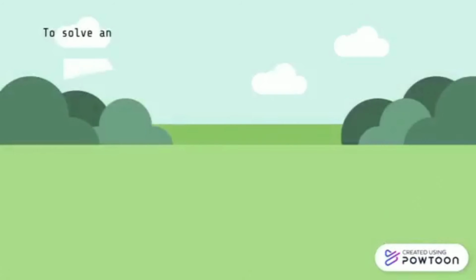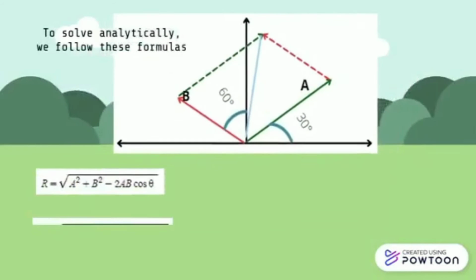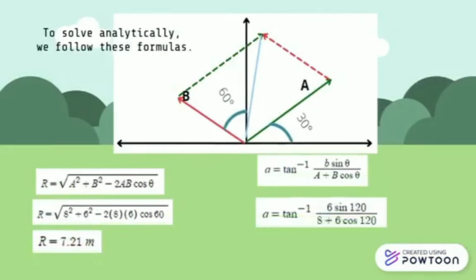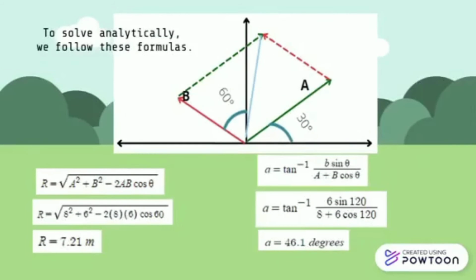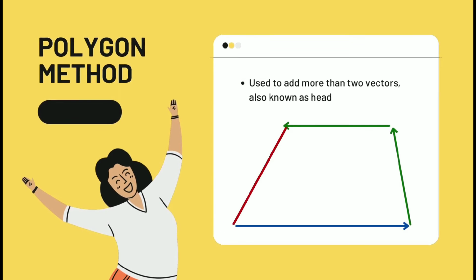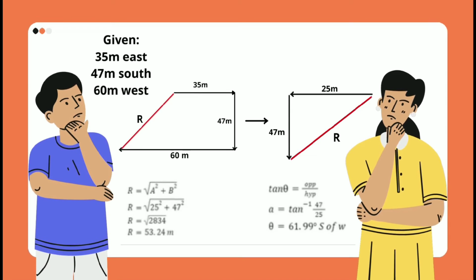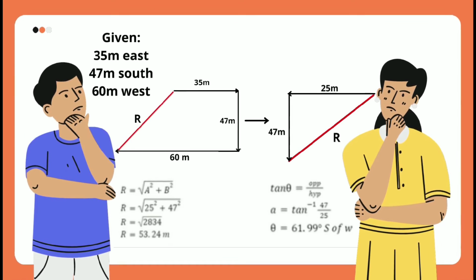To solve analytically, we follow these formulas. Polygon method. It is used to add more than two vectors, also known as the head-to-tail method. Given 35 meters east, 37 meters south, and 60 meters west, find the resultant vector.